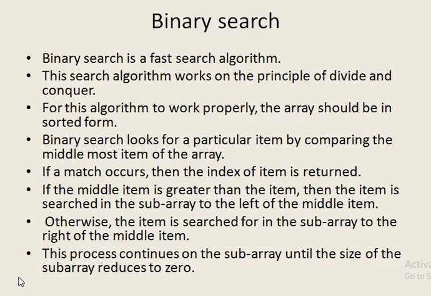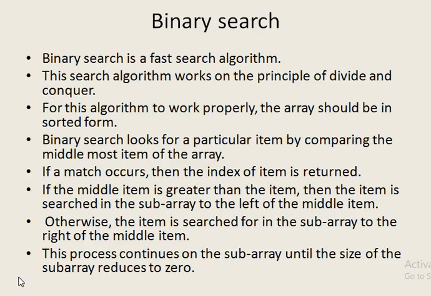Binary search looks for a particular item by comparing it with the middlemost item of the array. If the middlemost item is the searching element itself, then a match occurs and the index of the item will be returned. And if the middle item is greater than the item, then the item is searched in the subarray to the left of the middle item.